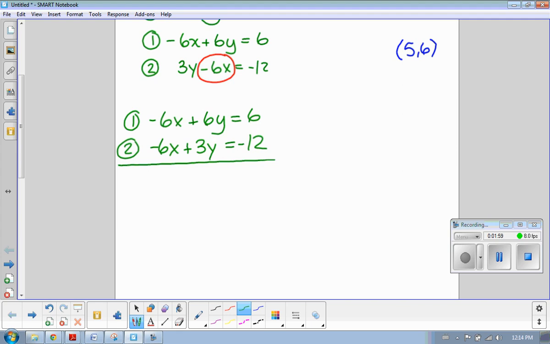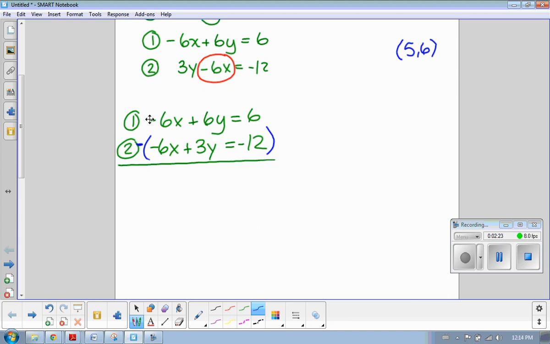The letter that is easier to eliminate here is the x, because they both have a 6 in front of them, and in fact they both have a negative 6 in front of them. So in order to get rid of them, we are going to subtract the second equation from the first equation. We write that over here, and we put brackets around the whole second equation. So we're going to subtract everything in the second equation from everything in the first equation.